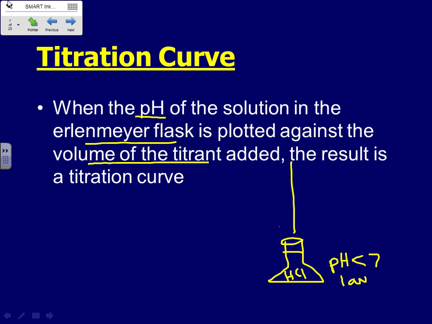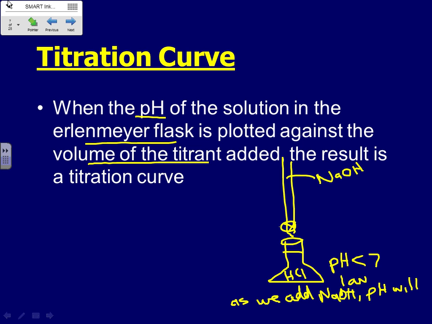And we would add some NaOH to that. As we add NaOH, what should happen to the pH? The pH will increase. It'll head up towards 14. So if we take the volume added and plot that versus the pH of this solution, we'll get what is called a titration curve.